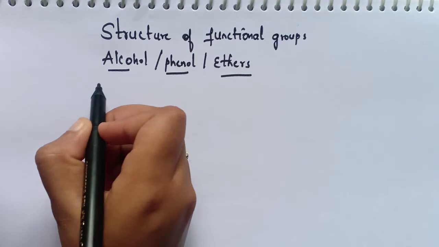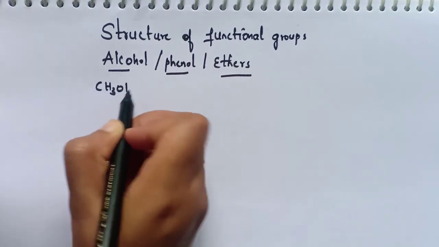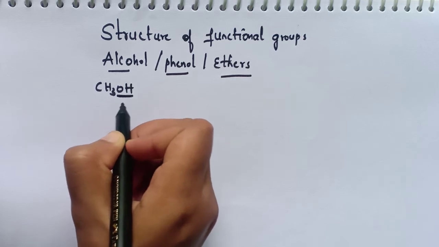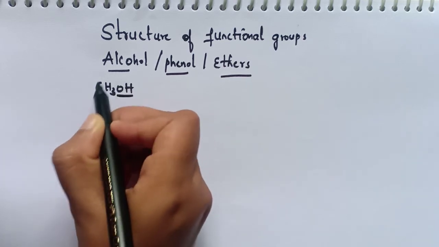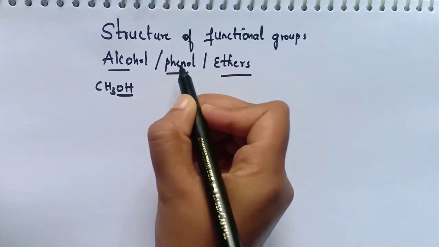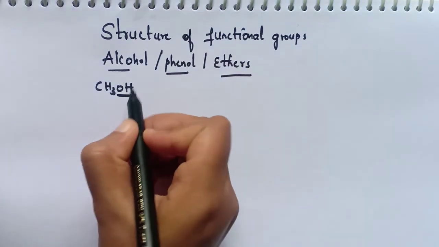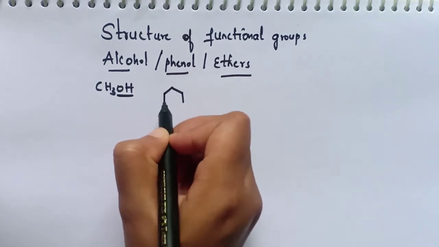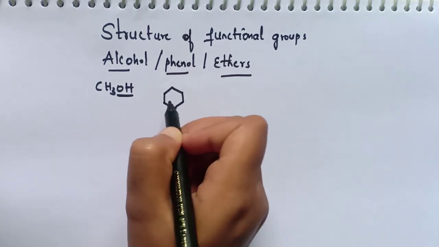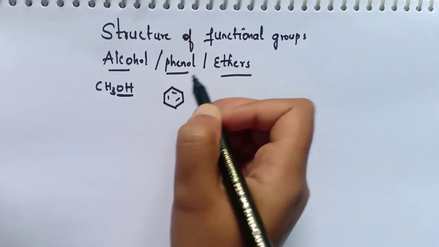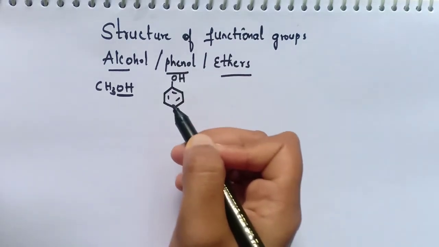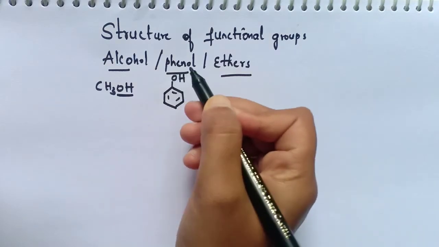See here, let's take the example of methanol. Here, OH is the hydroxyl group that is directly attached to the carbon of an aliphatic system, and it is known as alcohol. Whereas in phenol, the hydroxyl group is directly attached to the aromatic ring. So, here is a benzene ring, it is an aromatic ring. If the OH group is attached to the aromatic ring, then it is called phenol.